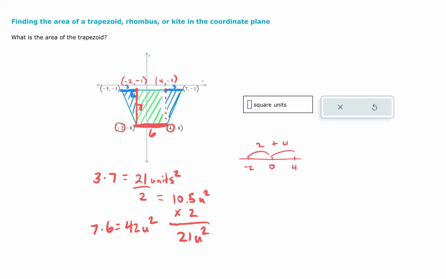And now, lastly, all we need to do is combine the rectangle plus the 2 triangles, which gives us 63 square units.